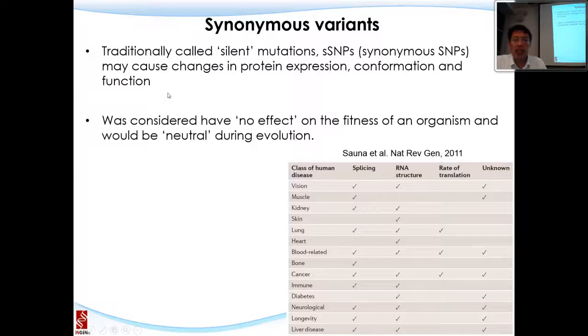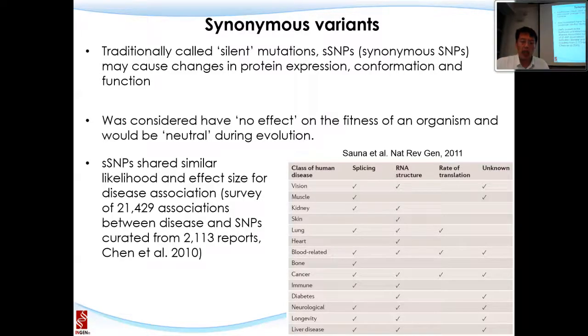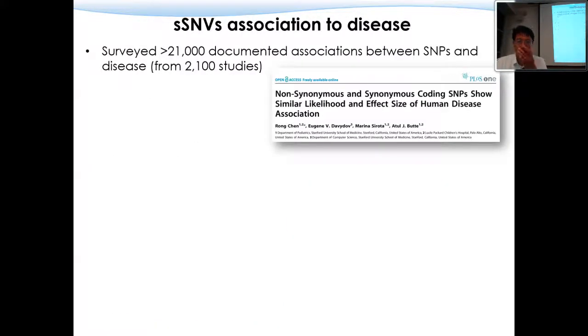They were considered to have no effect on the fitness of the organism, or to be neutral during evolution. And actually this turned out to be not true. A lot of the synonymous SNPs can be very, very important. So I'm just showing you some of the previous studies on this. This is from this paper.